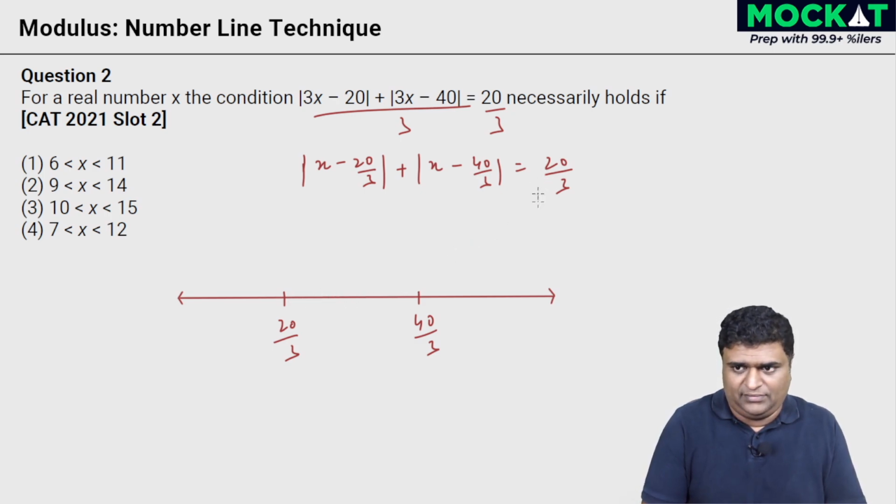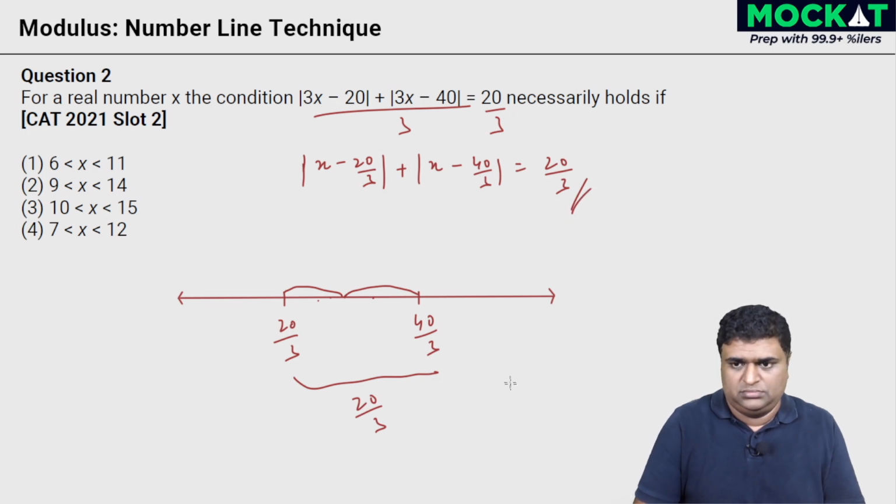This will happen only if I find a point in between. So what is the sum of the two distances? The distance between these two, 40 by 3 minus 20 by 3, is the 20 by 3 which I need over here. The sum of the distance from 20 by 3 and 40 by 3 should be 20 by 3. That happens only if the point is between these two, because the difference between the two values is 20 by 3. So I need to find a house between these two. That's it.